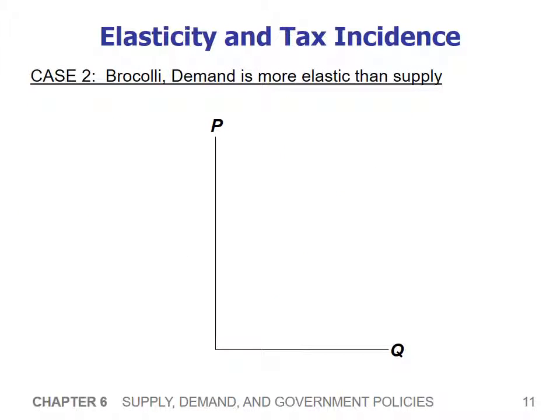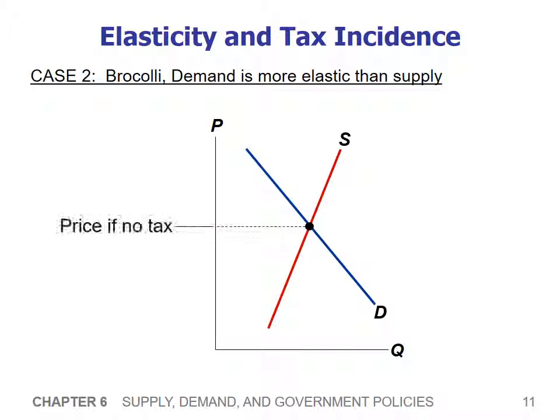Now consider broccoli. For broccoli, the demand curve would probably be more elastic than the supply curve. Supply for broccoli will be steeper, inelastic. Demand for broccoli will be fairly elastic. If you impose the same tax on broccoli, now it's the sellers who are left with most of the tax. That's because buyers will switch to other vegetables. And the sellers of broccoli, or the producers of broccoli, are the ones who will then have to pay most of this tax.